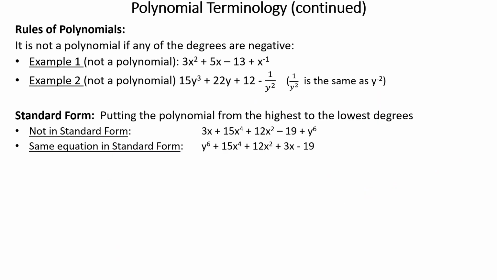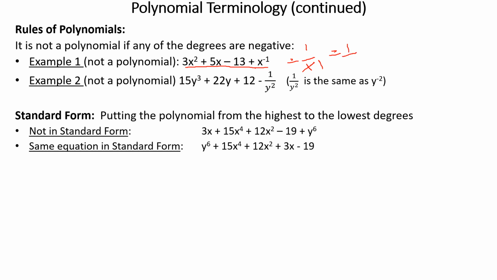Rules of polynomials. A polynomial cannot have a negative degree, such as this equation: 3x squared plus 5x minus 13 plus x to the negative 1. X to the negative 1 is a negative exponent. That's the same as 1 over x to the first, or simply 1 over x.